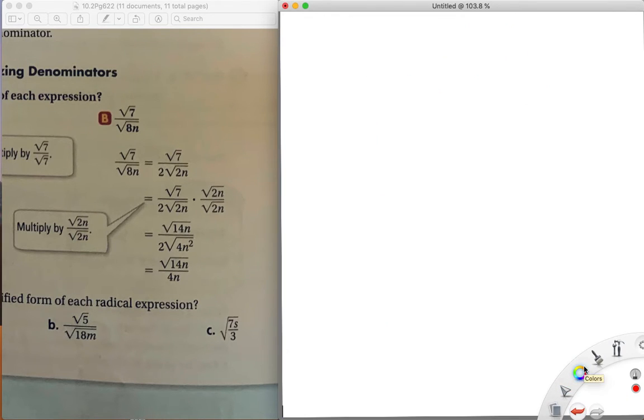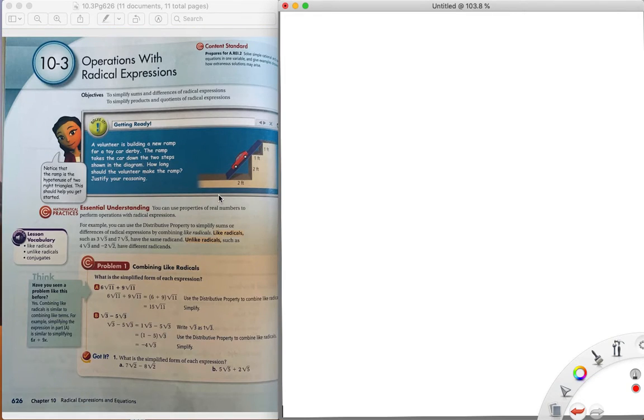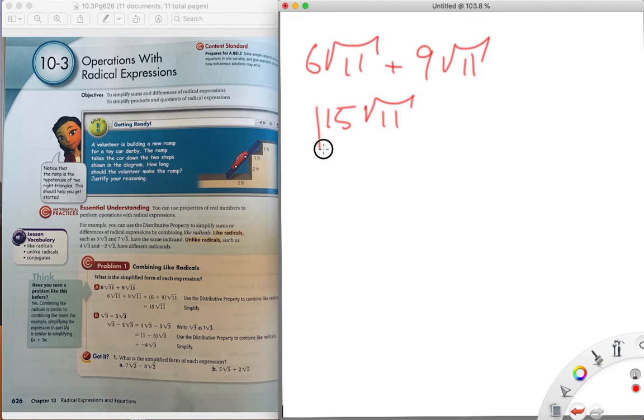Okay, so that's section 10.2. 10.3. Just like combining like terms and unlike terms, you can have like and unlike radicals. So the book gives us an example of 6 root 11 plus 9 root 11. Since they have the same square root, I can add these guys together, and I can add the 6 to 9, and that gives me 15 square root 11, because 6 and 9 is 15, so 6 root 11 plus 9 root 11 gives me 15 root 11.